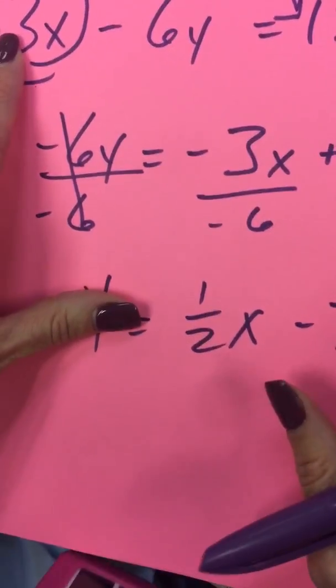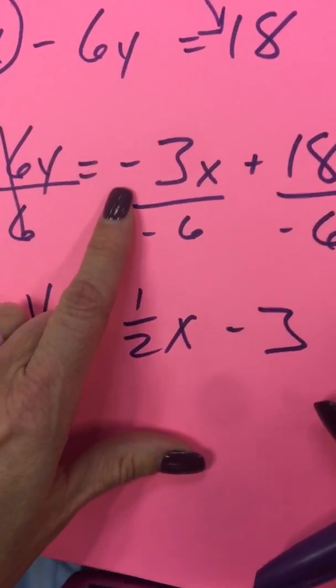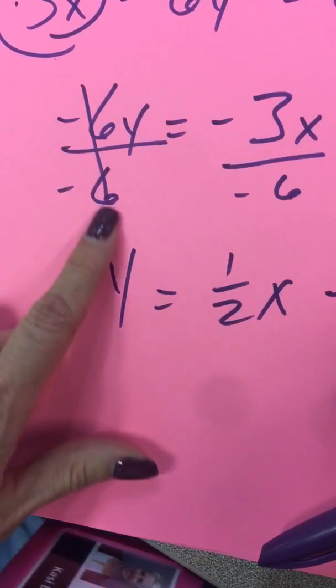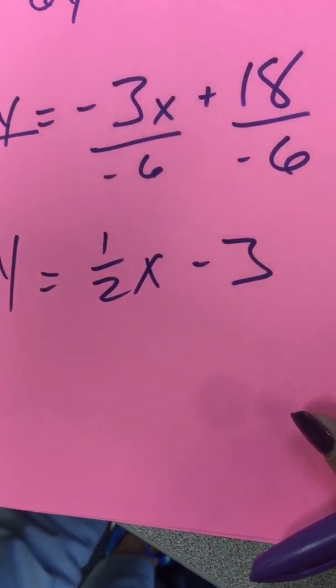Move the x term. It's positive here. Change the sign. It's negative on the other side. Divide by the number in front of the y. And you have to tell yourself that over and over.